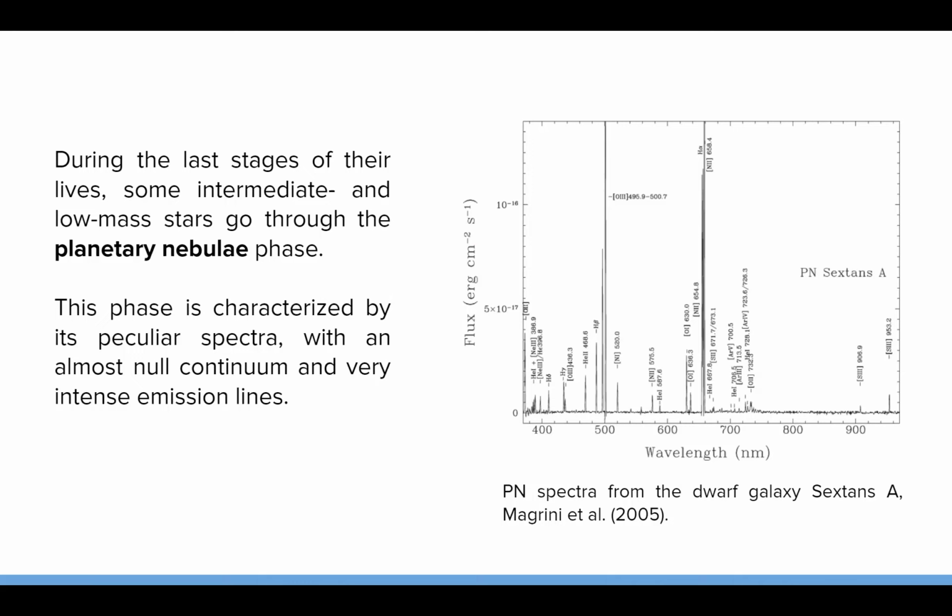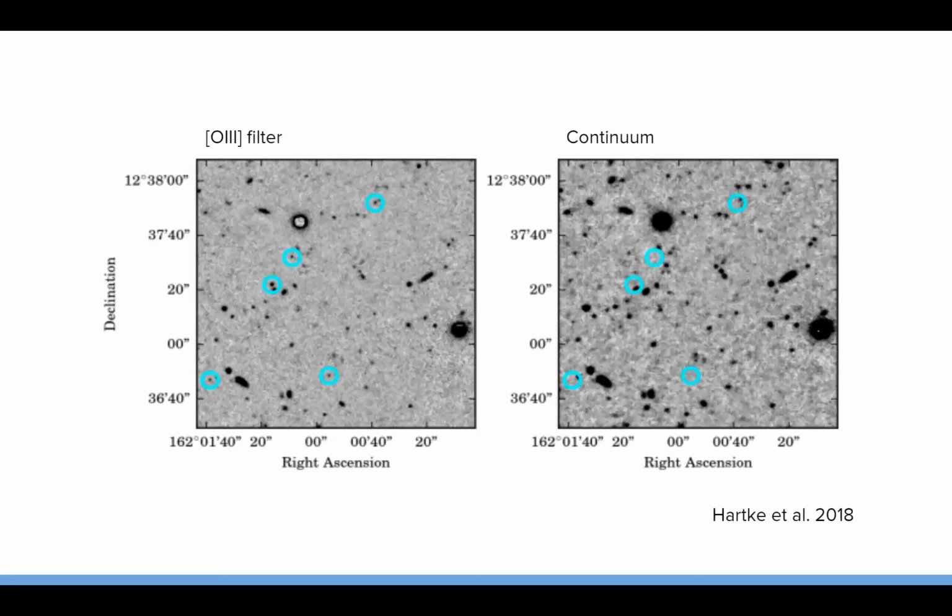We can see, for example, in this one that it's very much used. If you ever see another planetary nebulae talk, they usually put this spectrum up. It has an almost null continuum and it has very intense emission lines. So what this means for us is that we can look at a galaxy using an O3 filter, and then look at that galaxy using a broader band continuum filter. Usually what's going to happen is the planetary nebulae, as you can see over there, show up in the O3 filter, and they're not going to show up at all when we look at the continuum. So that's the reason they've been used as discrete tracers in terms of their detectability throughout the ages.